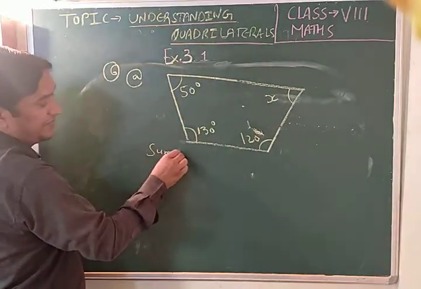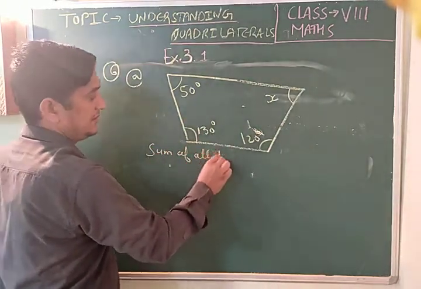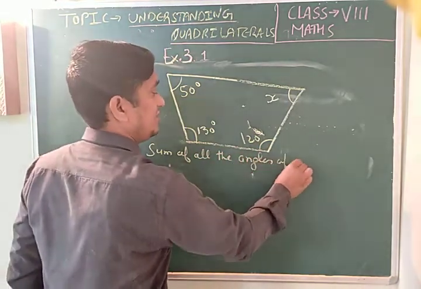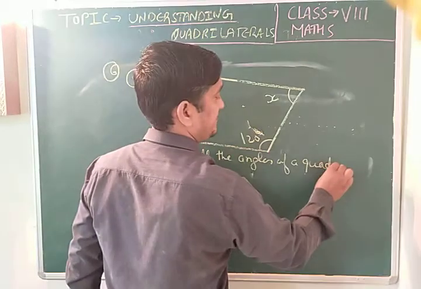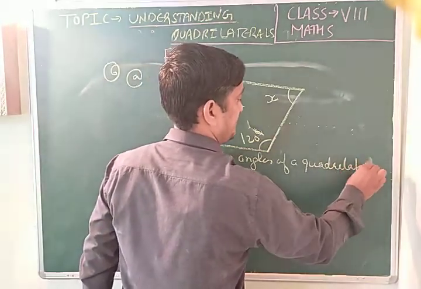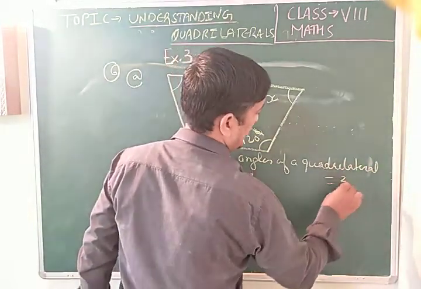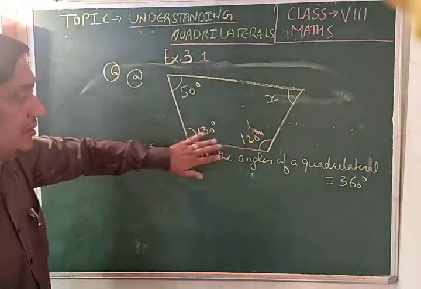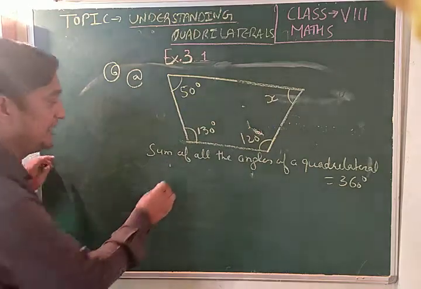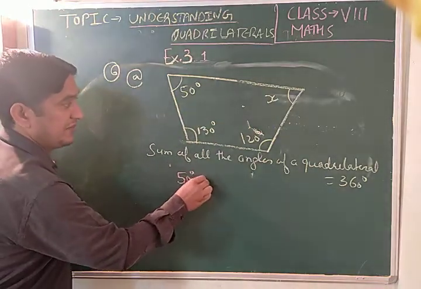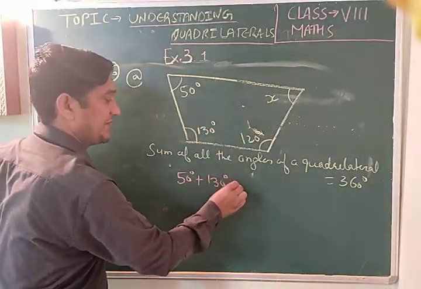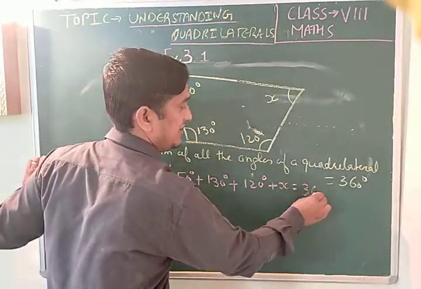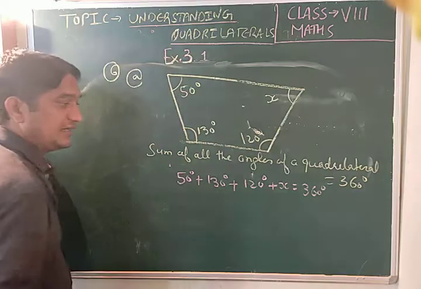Sum of all the angles of a quadrilateral is 360 degree. If the sum of all the angles of a quadrilateral is 360 degree, it means 50 degree plus 130 degree plus 120 degree plus x is equal to 360 degree. Now we can find the value of x.